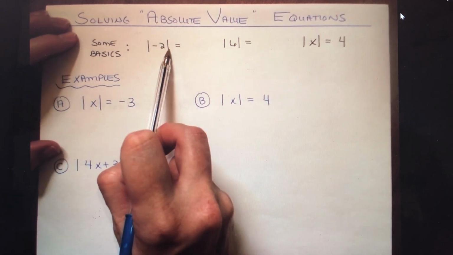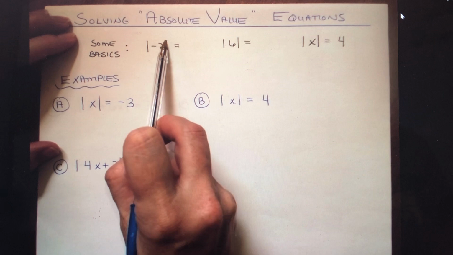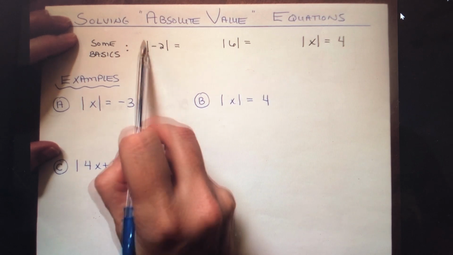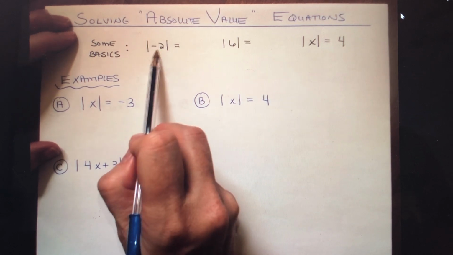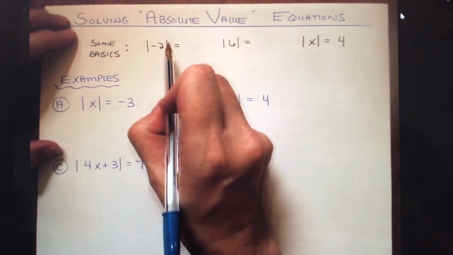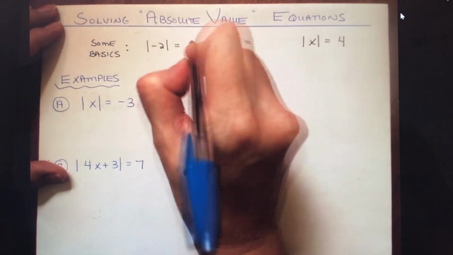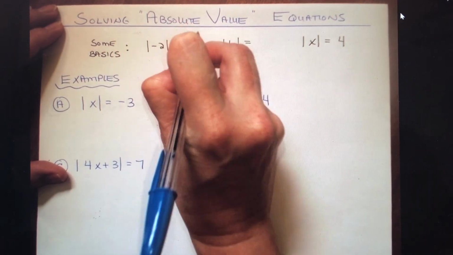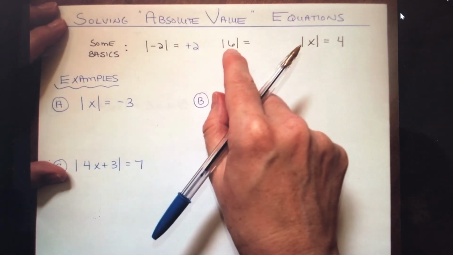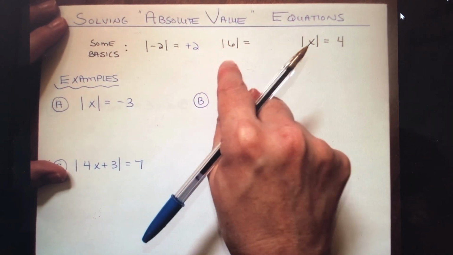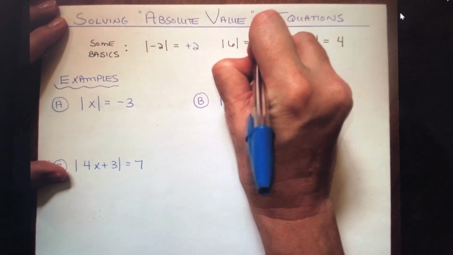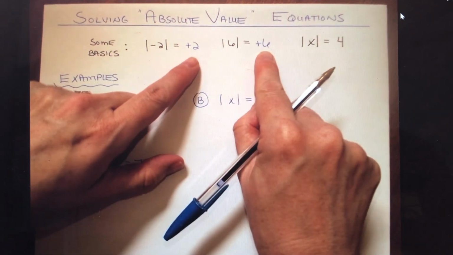So these are absolute value bars, and what that means is whatever's inside of here, the absolute value says we want to take the positive case of that. So the absolute value of negative 2 would be a positive 2. This next one, we have a positive 6 in here, and so taking the absolute value of positive 6 doesn't change that. It still stays positive 6.